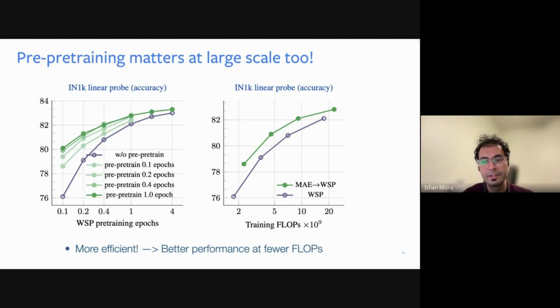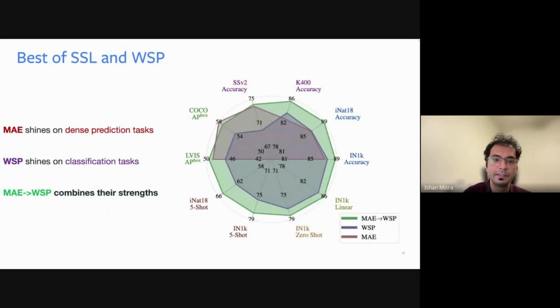And the other thing we found, because of MAE's asymmetric encoder-decoder design, is that this is actually FLOPs efficient too. So for the same amount of training FLOPs, using this pre-training strategy overall leads to much better performance for the same compute budget. And finally, one more thing here.